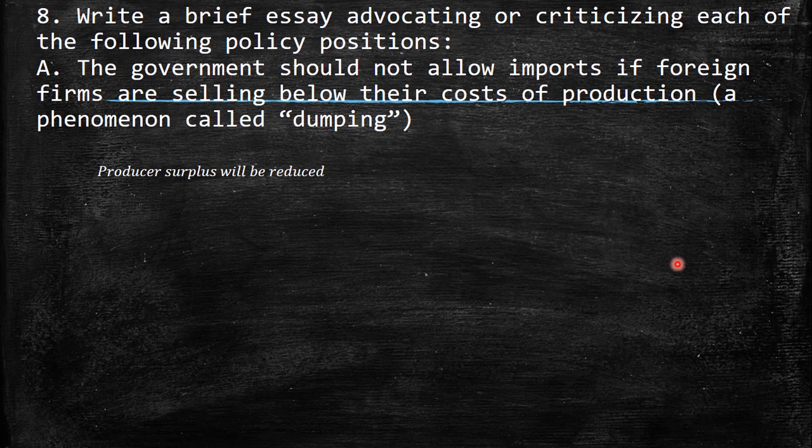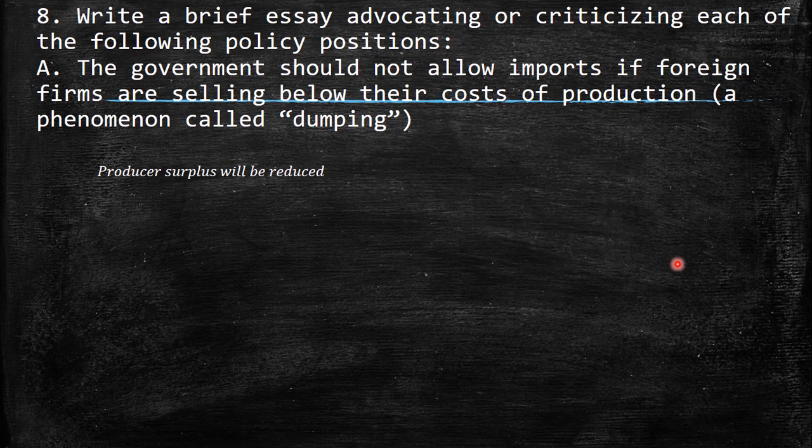So here I analyze in a positive way. Obviously, you can take a position that you don't agree with this policy. So, for example, as a positive, you will see how from one side the producer surplus will be reduced.